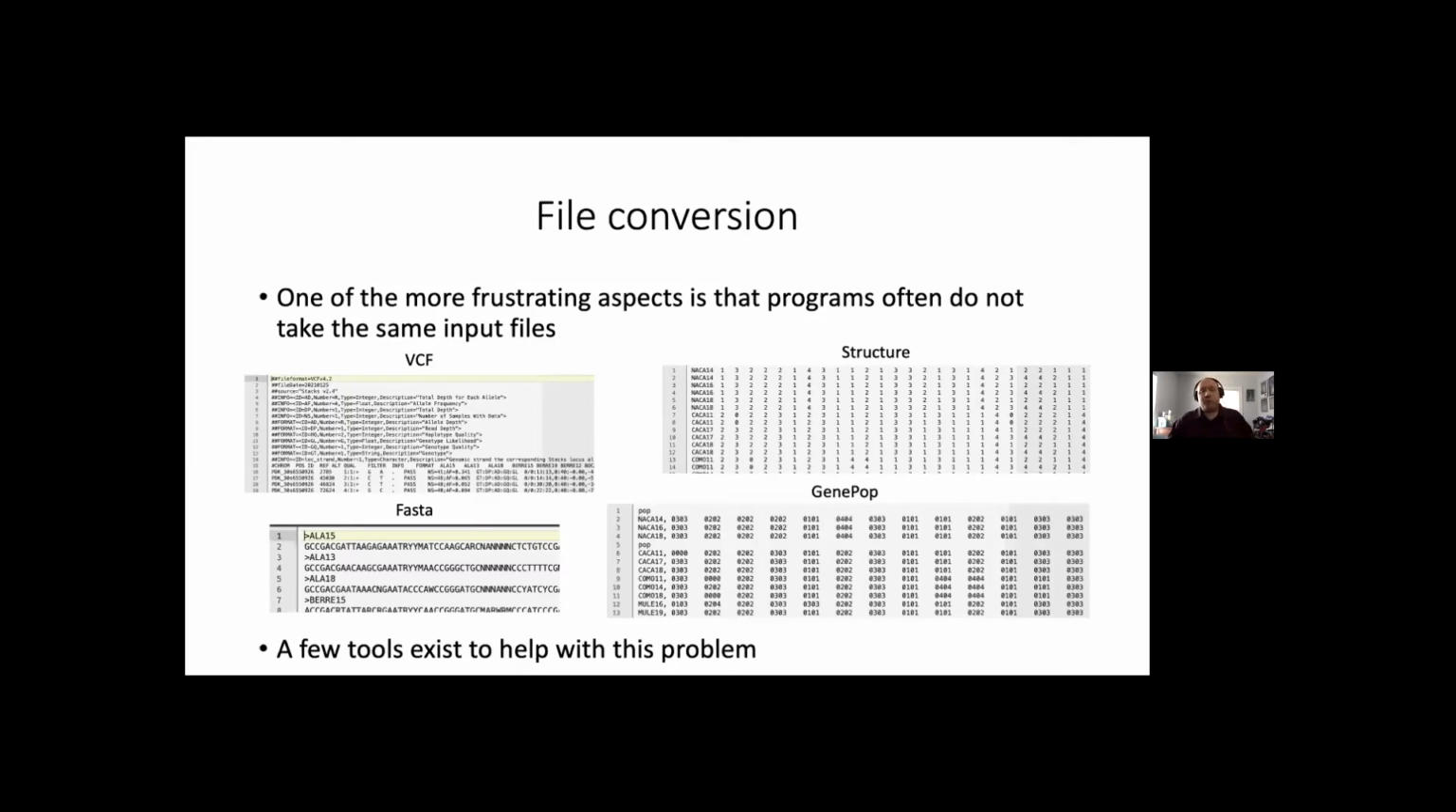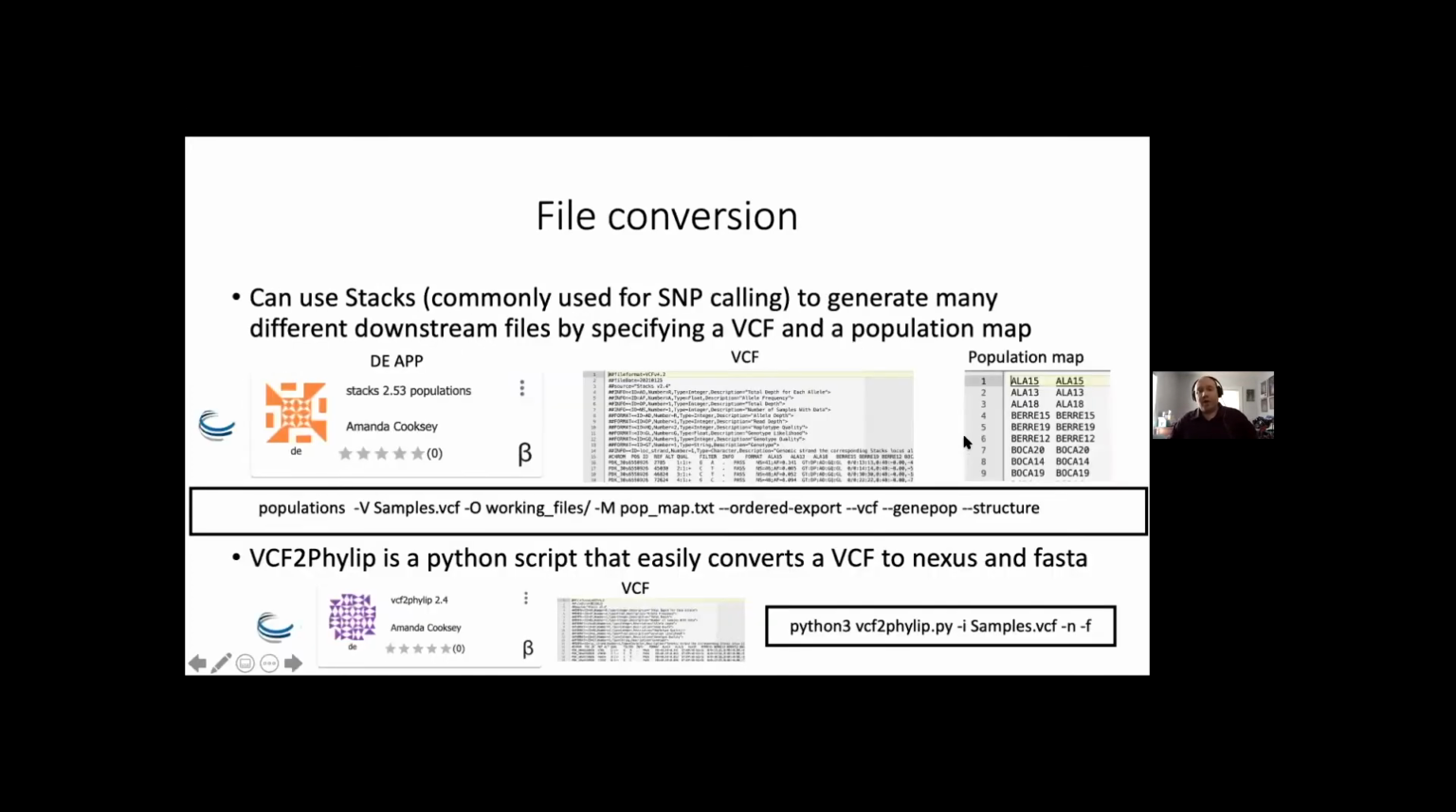So there are a few tools that exist to help with this problem. We'll cover a few of those. There's many more out there. The first one, though, is we can use Stacks to help create some of these files. Stacks we used in the first webinar to call SNPs, either a de novo or reference guided approach. However, it has built-in functionality where you can read in a VCF file that you have already filtered, you are confident in your SNPs, and it will create different downstream files for you.